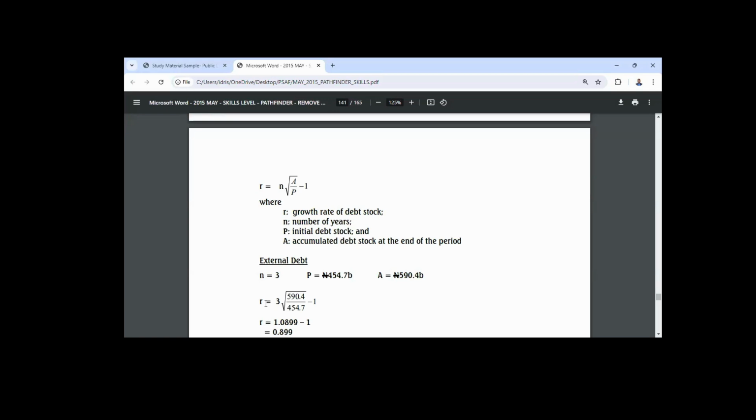Going by the formula now, to get your growth rate for external debt, you will calculate the growth rate for external debt separately, and the growth rate for internal debt separately. To calculate the growth rate for external debt, take the cube root of 590.40 divided by 454.7, minus 1. The 1 is not included inside the cube root. The 1 is outside the cube root. Do we understand?